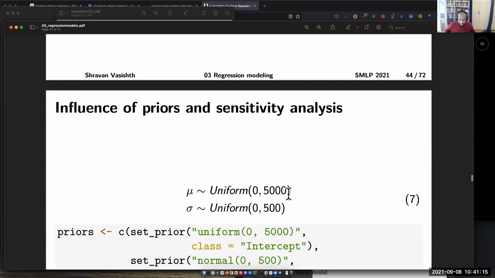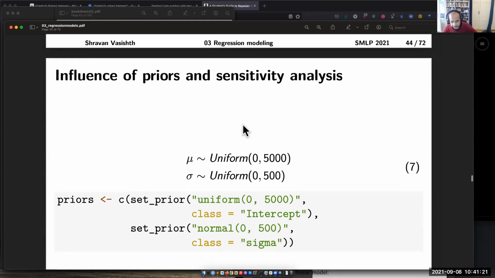Okay, so now let's get to the very exciting issue of sensitivity analysis, right? So we had already fit quite a ridiculous prior, but let's try something even crazier. So let's try a uniform prior for mu ranging from 0 to 5,000 and a uniform prior for sigma ranging from 0 to 500. So I've changed the priors now.